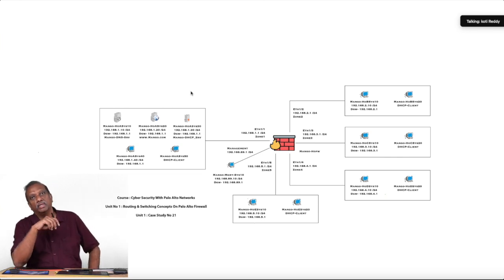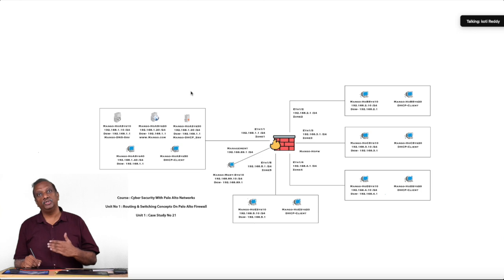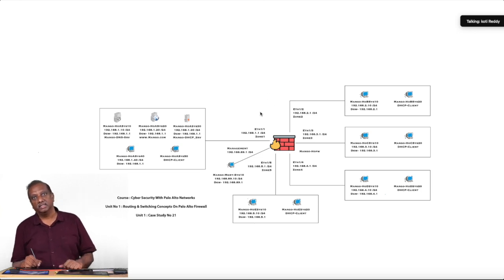So the objective of unit number 1 would be to first of all configure different types of interfaces in their context, right? And also allow the packet to go the way you like. Once you do that, now we are in a position to understand how to configure the security policies on the Palo Alto firewall.